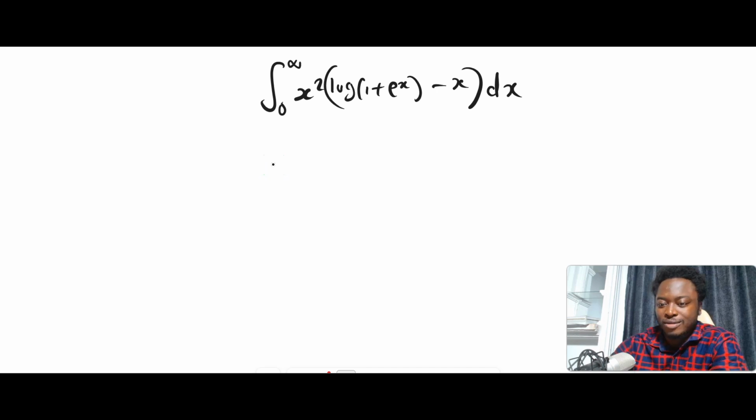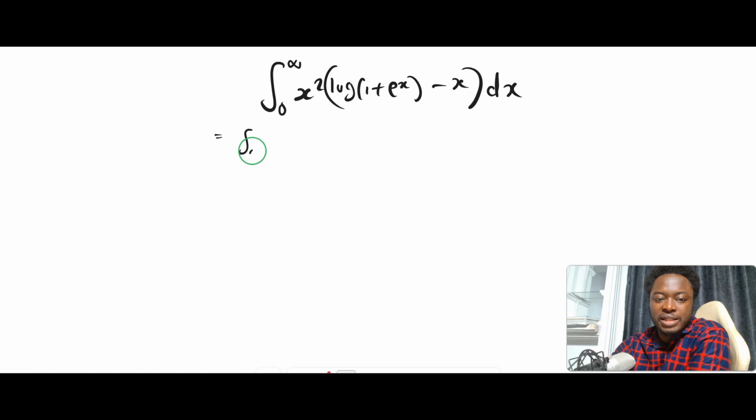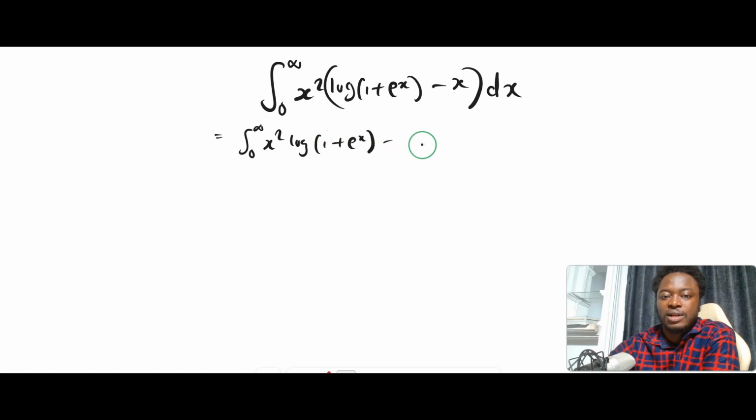Hello and welcome. This is a problem from the Cambridge mathematical examination, the Cambridge triples. In this video we are required to compute this definite integral, and one natural thing that comes to mind is to try to separate it. You have the integral from 0 to infinity of x squared times the log of 1 plus e to the x, minus the integral from 0 to infinity of x cubed dx.